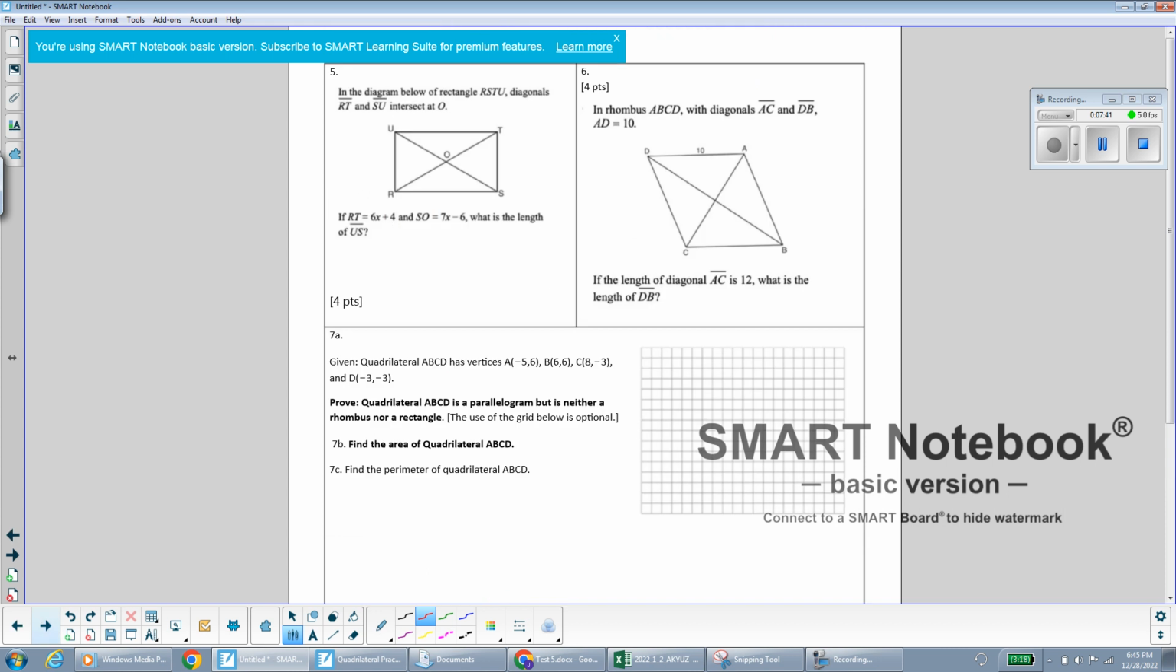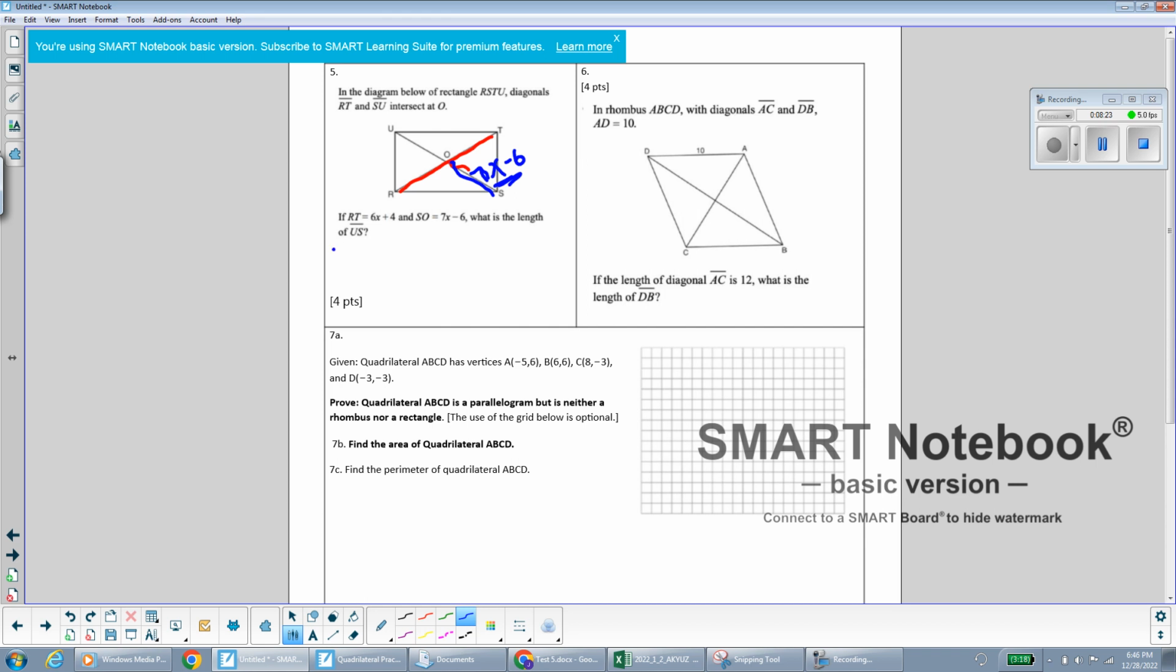Okay, moving along. So here we have a rectangle, and in a rectangle, we know that a special property is that the diagonals are congruent to each other. That means they're the same as each other. So if RT is 6x plus 4, now keep in mind RT is the whole diagonal. And SO is 7x minus 6. Oh no, SO is not the whole other diagonal. It is 1/2 of the diagonal. So to get the whole diagonal, we are going to need to double this.